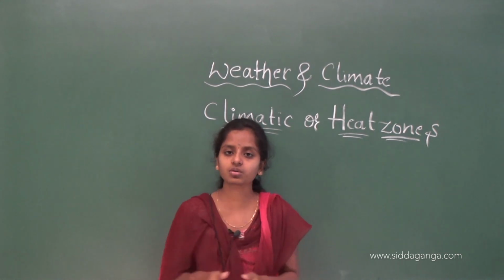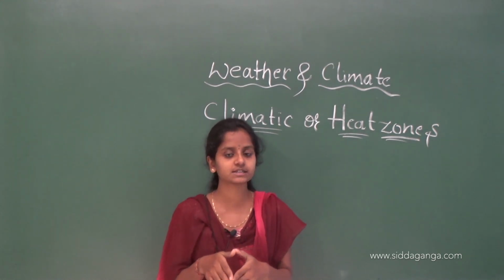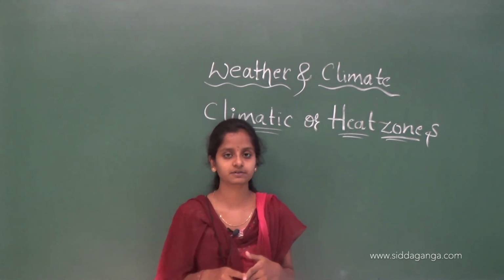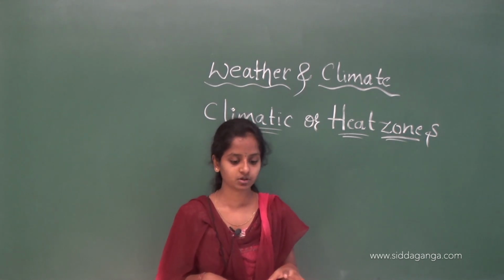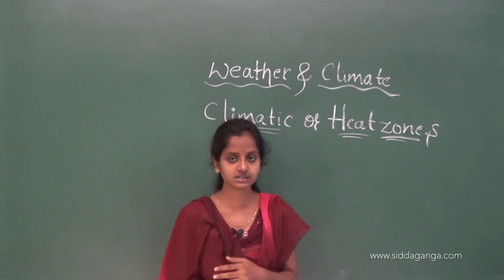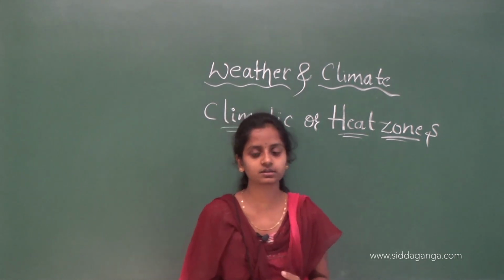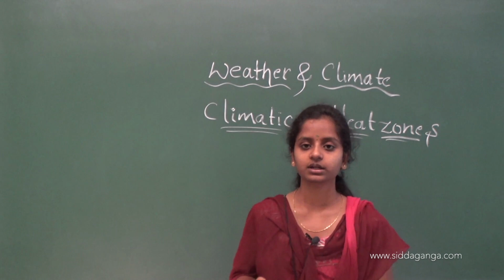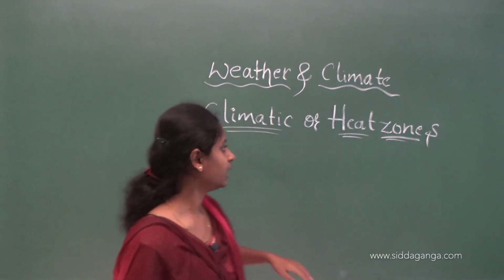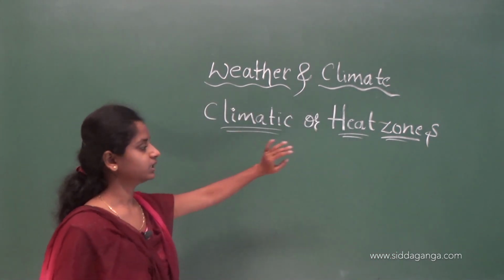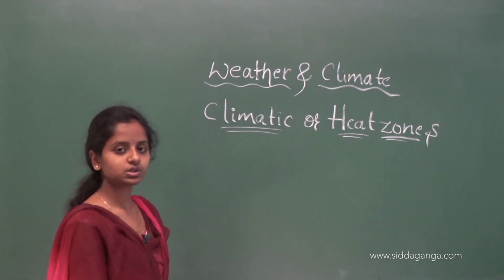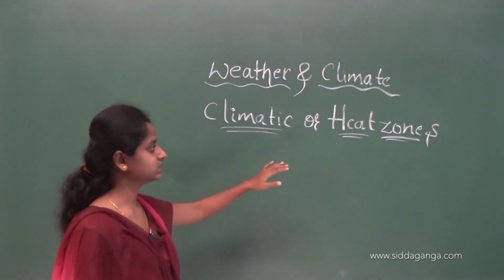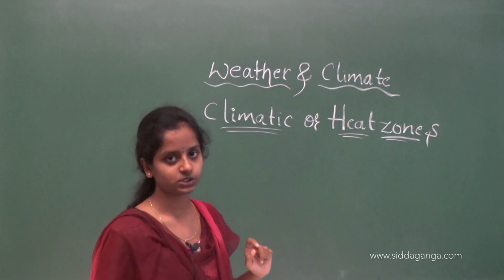So these are all the factors which influence the climate in one way or the other. So these 5 are the major reasons which influence the changes of climate on the earth surface. Now we are going to discuss the climatic or heat zones. So now we are going to see what these climatic or heat zones are.